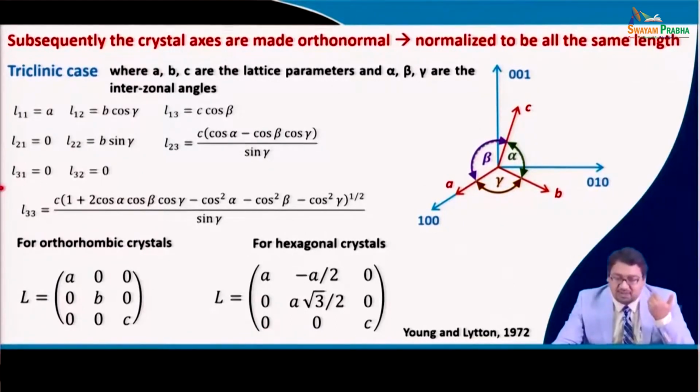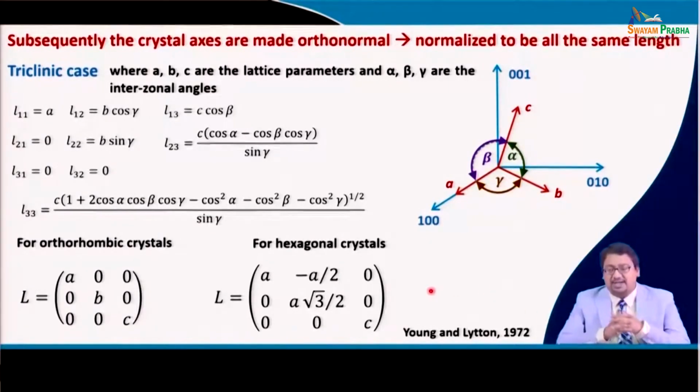Whereas, you see L31, which is between 0 0 1 and A, is again A times cos of 90 degrees, which is 0. L32, which is again B times cos of 90 degrees, is 0, and L33 is equal to C times, you see, 1 plus 2 cos alpha cos beta cos gamma minus cos square alpha minus cos square beta minus cos square gamma, to the power half, divided by sine of gamma, and this can be calculated and is given in a very old work by Young and Lytton, which was published in 1972.